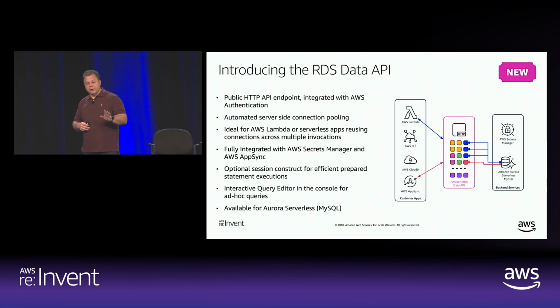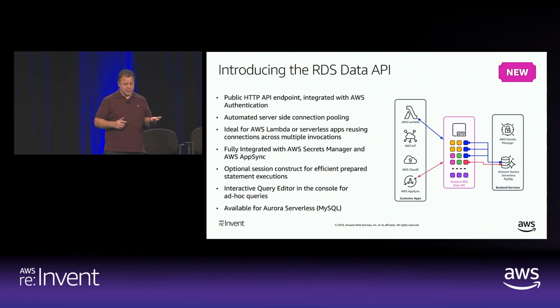One other thing that I wanted to bring up is that we recently introduced the RDS Data API. This is a public HTTP API endpoint that's integrated with AWS authentication. It's automated server-side connection pooling. So if you have applications that need to take advantage of connection pooling, some of them are not capable of doing that. This is something that does enable that connection pooling. And it's ideal for Lambda and serverless applications, right? Where you can connect via HTTP rather than trying to maintain, say, a connection pool inside of a Lambda function, which may otherwise be transient, right?